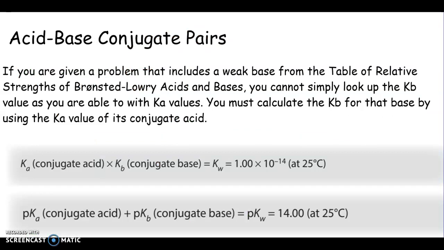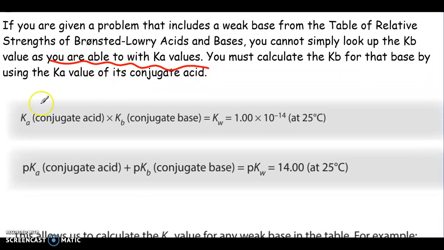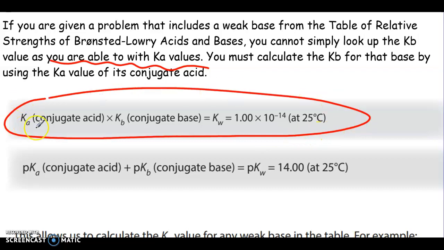Here this is explaining that entire thing that we mentioned. If you're given a problem that has a weak base from the relative strengths of acids and bases, you cannot look up the Kb value, but you are able to look up the Ka value. By understanding the relationship Ka times Kb is equal to Kw, of course at 25 degrees, it being this number. Remember, Kw can change at different temperatures. They will have to give you that value, but it's always assumed unless told otherwise.